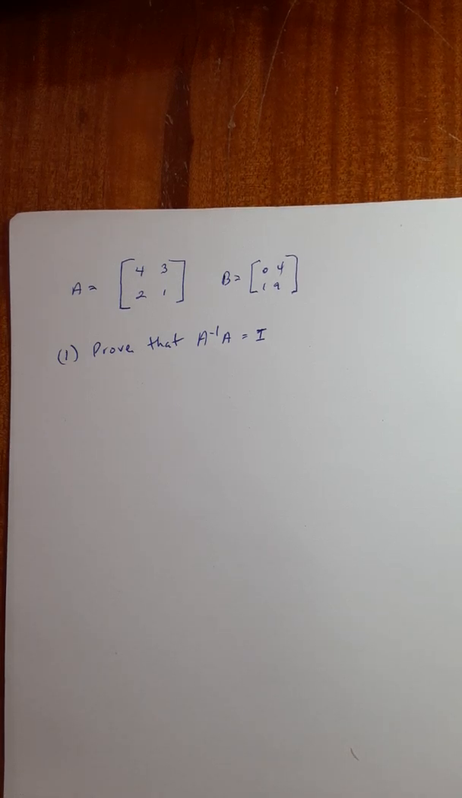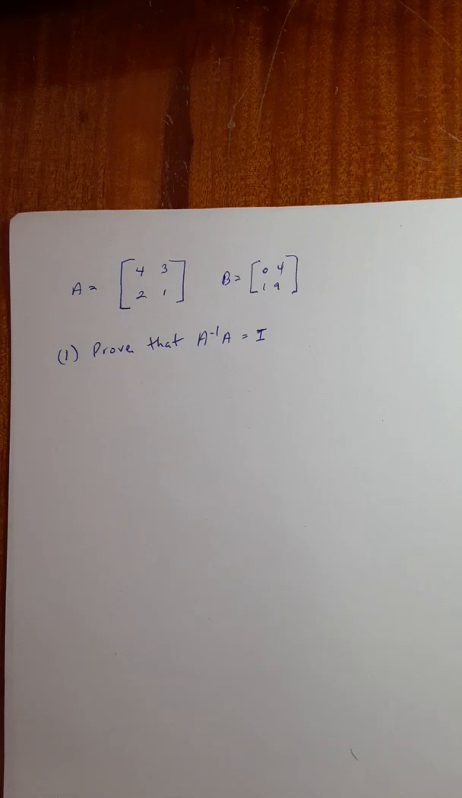I'm recording this for you to get help for matrices. Let us say I have the following two matrices, A and B. Now, for a question like this, prove that A to the negative 1, A is equal to I.